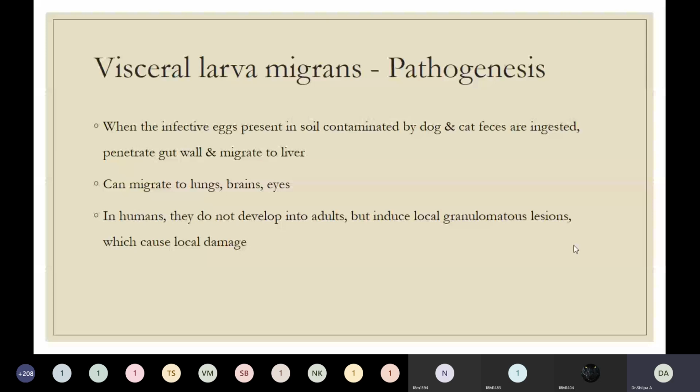And in humans, they will not develop into adults but induce local granulomatous tissue. Whichever viscera they are entering, they are going to produce local granuloma lesions, which in turn cause local tissue damage.